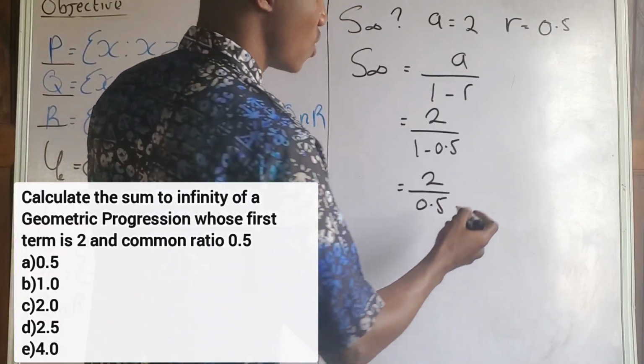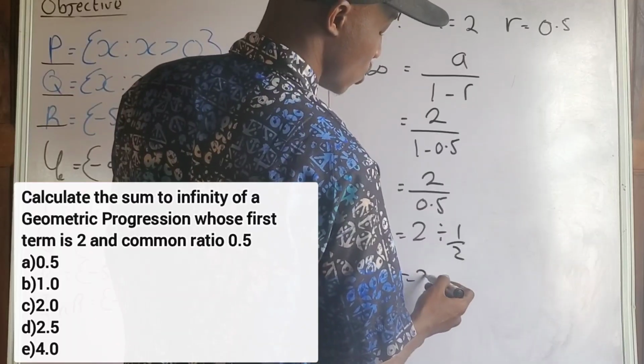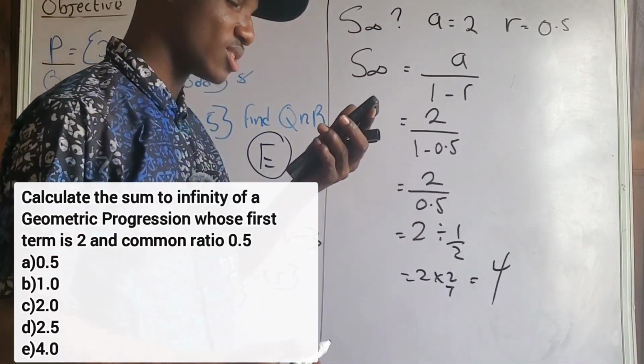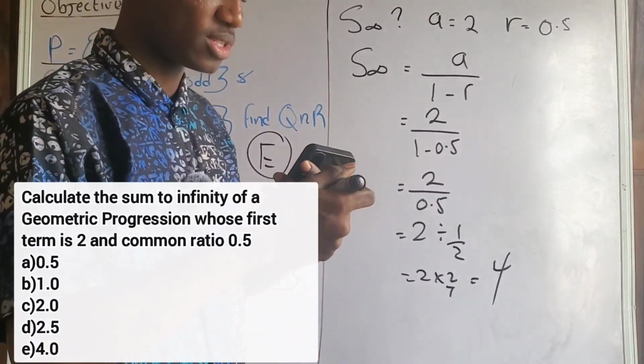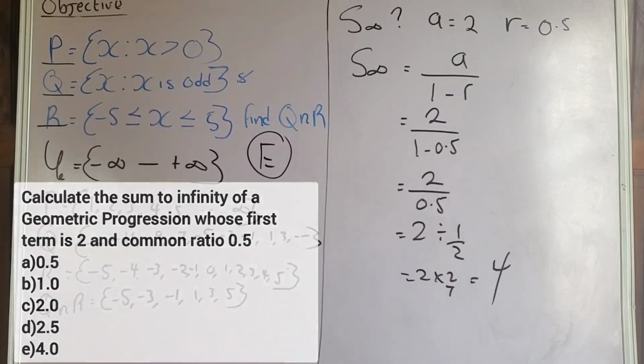0.5 is 1 over 2. So I'm going to have 2 divided by 1 over 2. That is 2 times 2 over 1, which is 4. So the correct option to that question is option E, which is 4.0. Do you understand? Okay, now let us proceed to the next question.